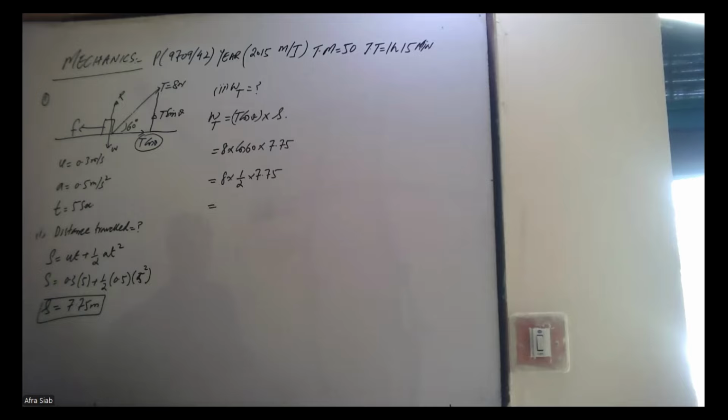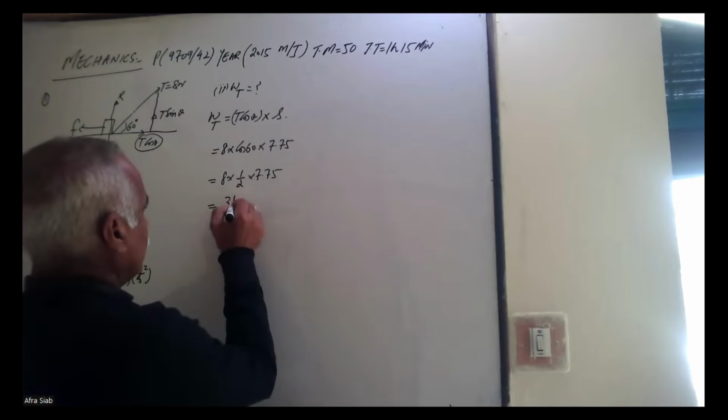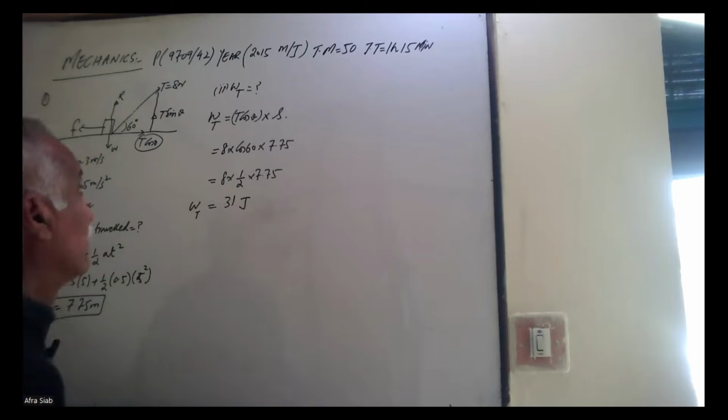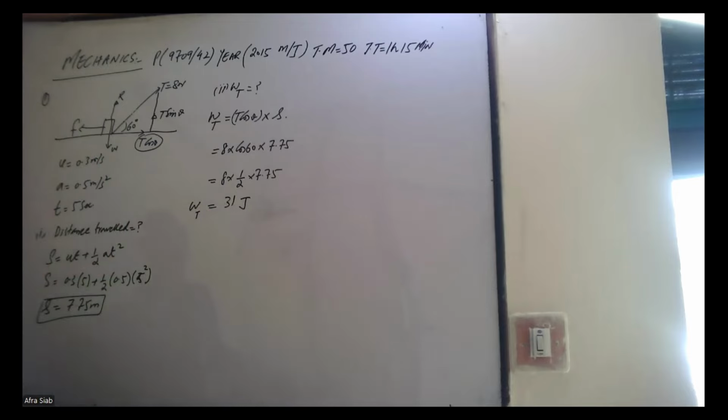31 joules, because joule is the unit for the work done due to the tension of that force. So these are the two parts of question number 1, which we have solved. First, we have calculated the distance, and then we have calculated the work done due to the tension of that string.